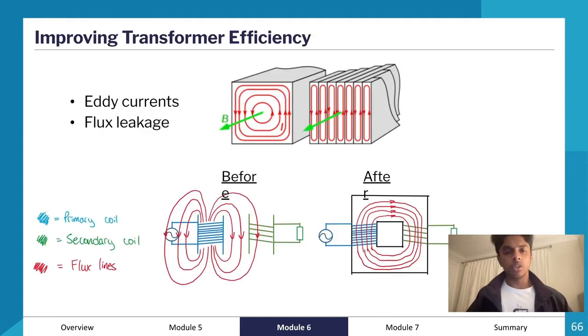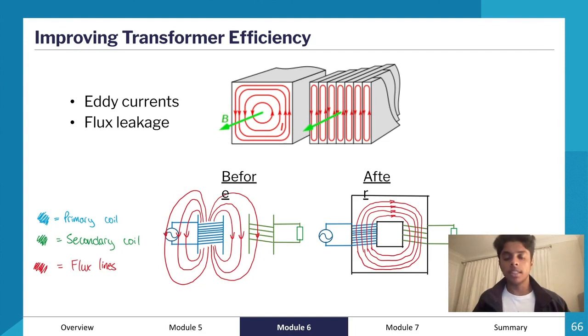In terms of what we can do to improve these efficiencies, with eddy currents, we can laminate the core. This is an example of eddy currents in a non-laminated core, and this is an example of a laminated core. As you can see, the size of the eddy currents is a lot smaller, and so the energy loss due to heat that they cause is a lot less. So laminating the core is a good way of mitigating this issue.